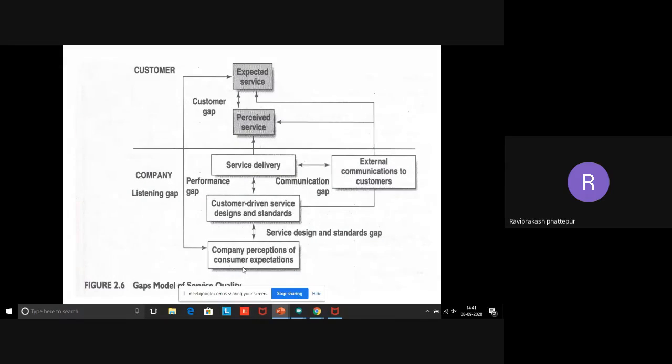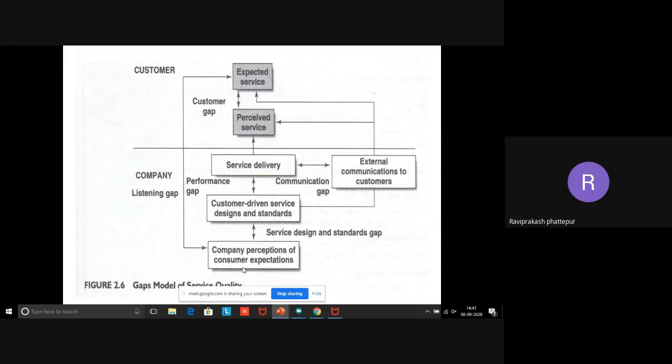Next, we have the second gap, gap 2, the service design and standards gap. Here, even if you know properly what the customer needs or wants, there is still no guarantee that the company is providing exactly what they want. Why? Because they do not have a set of rules, regulations or standardized procedures to make sure that the customer is getting what he wants. This is the gap.